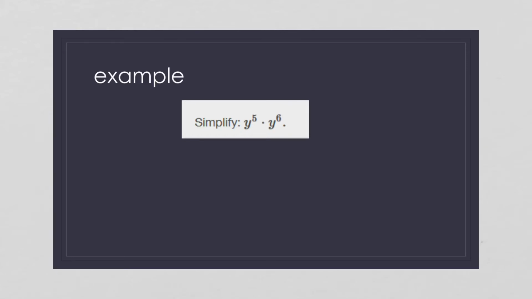All right, let's look at this one. We do have the same base. We are multiplying. Add those exponents together. There we go. We're done. Do not multiply your exponents together.